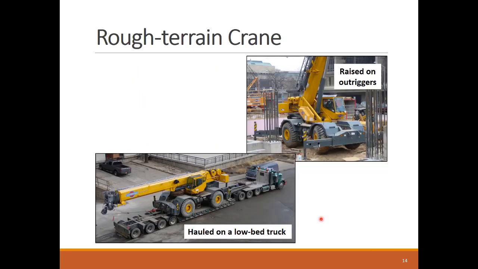Rough terrain cranes can be also equipped with outriggers to use in heavy loads. You can see in the top photo how its great maneuverability allows it to squeeze in this tight rough site and perform a heavy lift. A main disadvantage of this crane is the need to transport them between the sites using low bed trailer truck.